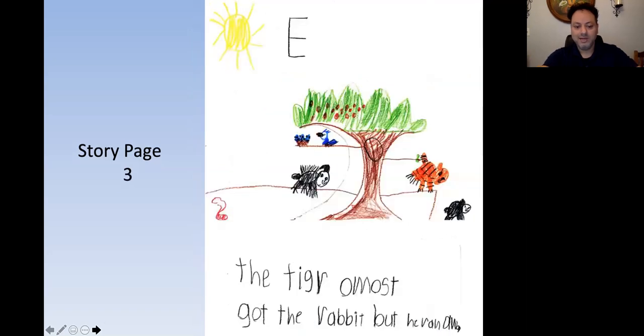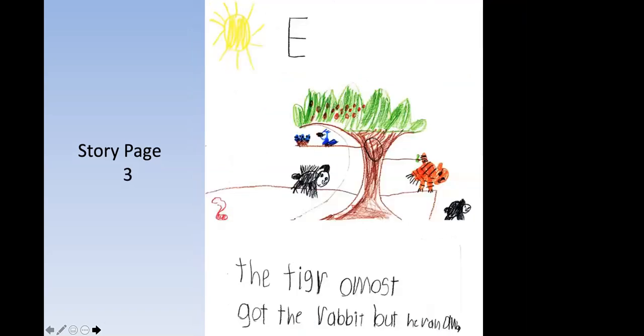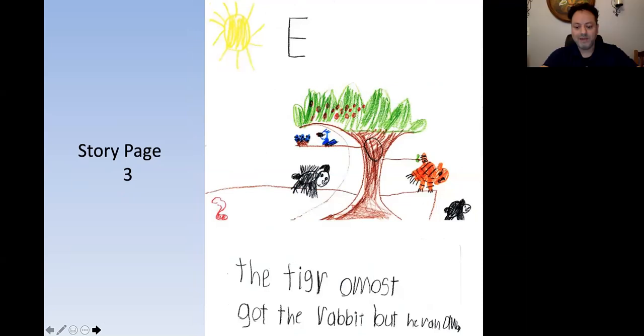And then page 3, the tiger almost got the rabbit, but he ran away. Right, and so you see here, the tiger is so ferocious that everybody ran away. And the child said that the mama blue jay had to be brave because she has babies. And the porcupine didn't care because of the spikes. And everyone else ran away.